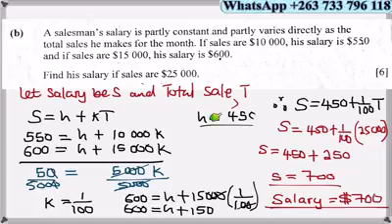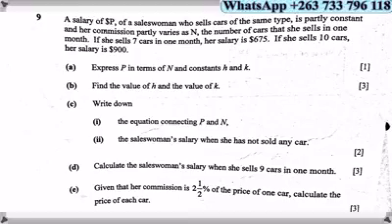So it's a matter here of finding the relationship using the two constants, H and K. That's how we deal with partial variation. So this is the exercise.